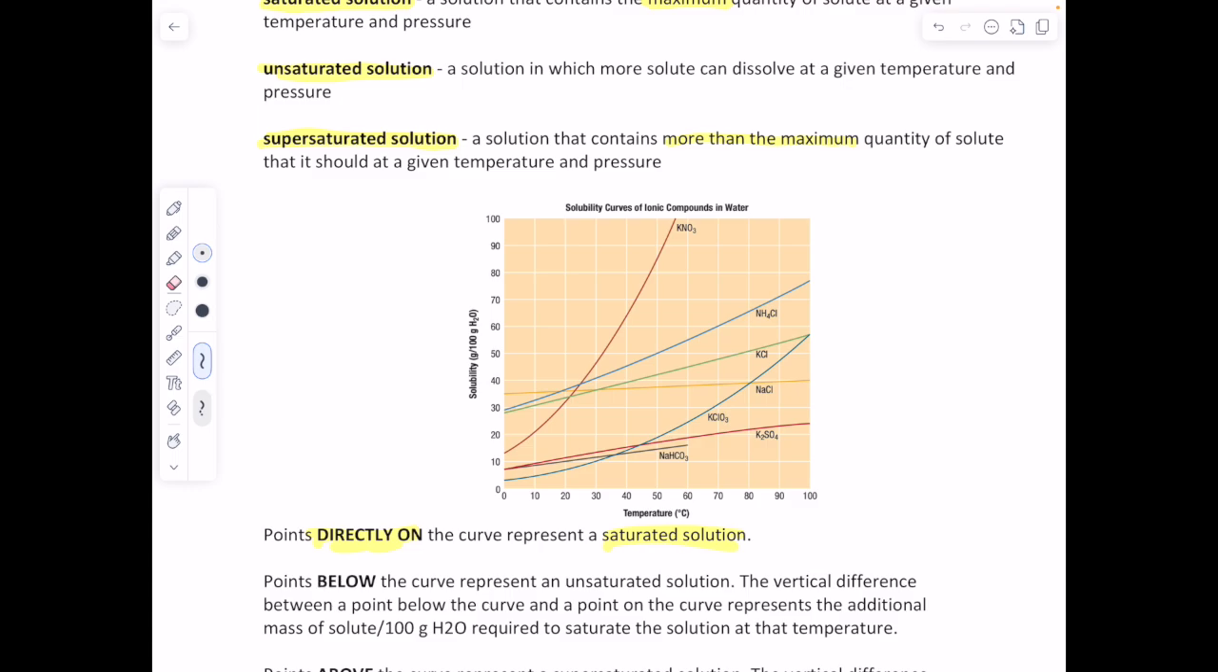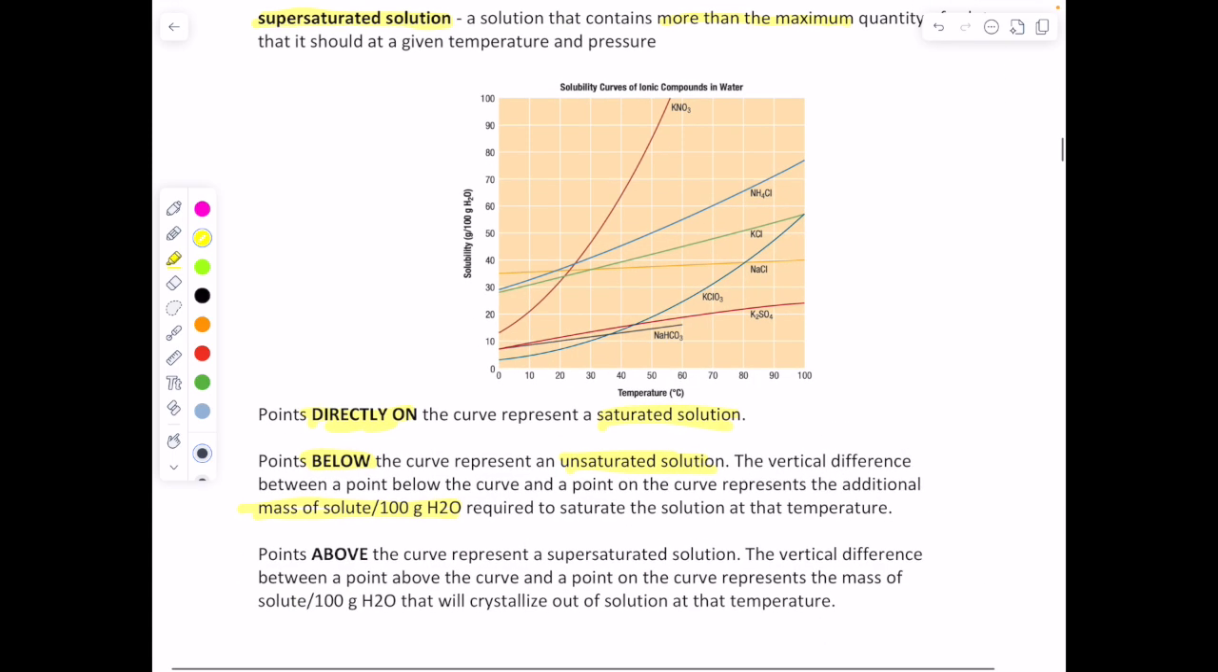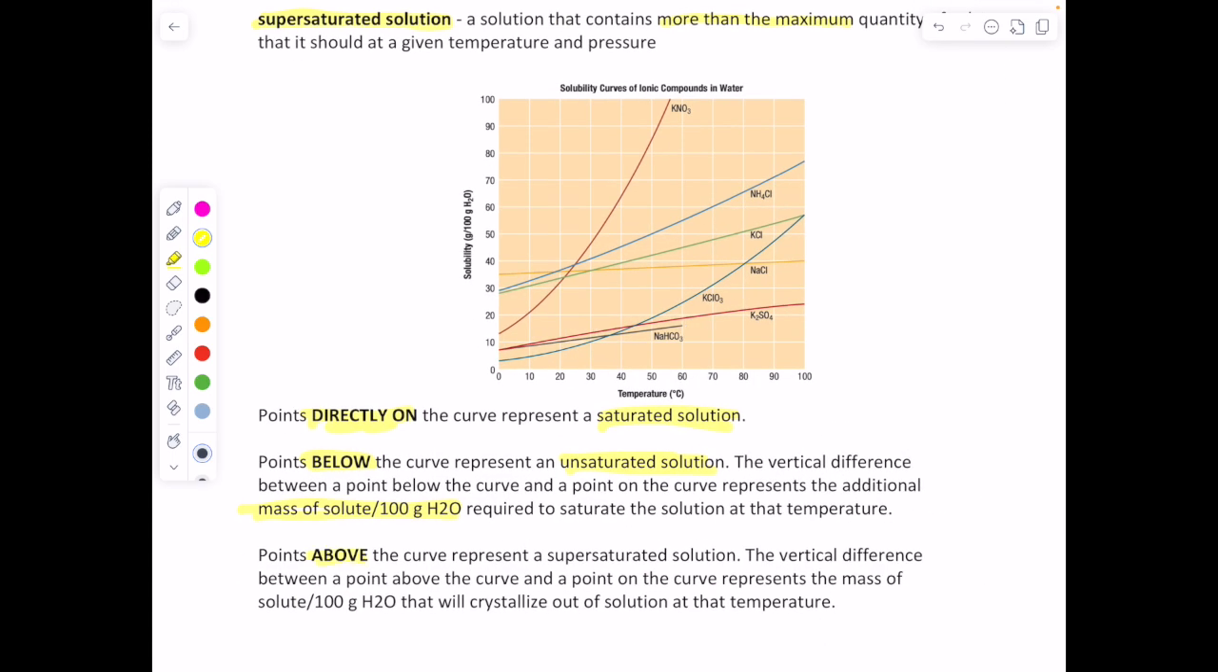Points below the curve represent unsaturated solutions. The vertical difference between a point below the curve and a point on the curve represents the additional mass of solute per 100 grams of water required to saturate the solution at that temperature. Points above the curve represent supersaturated solutions, and the vertical difference between a point above the curve and a point on the curve represents the mass of solute per 100 grams of water that will crystallize out of the solution at that temperature.